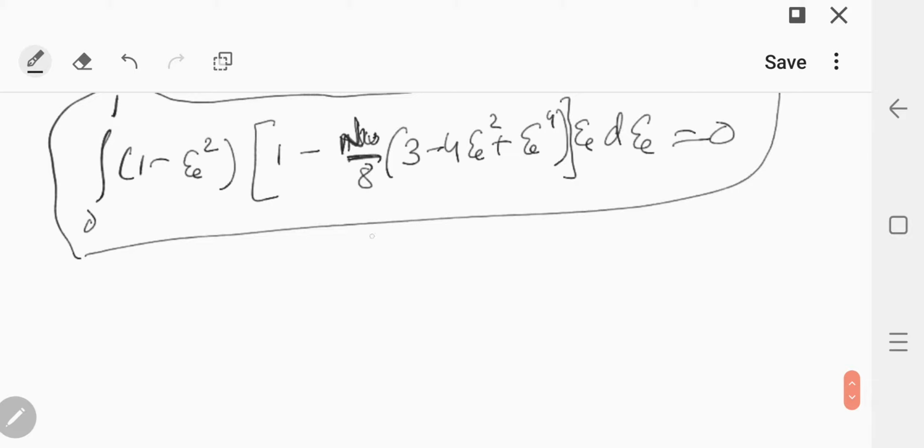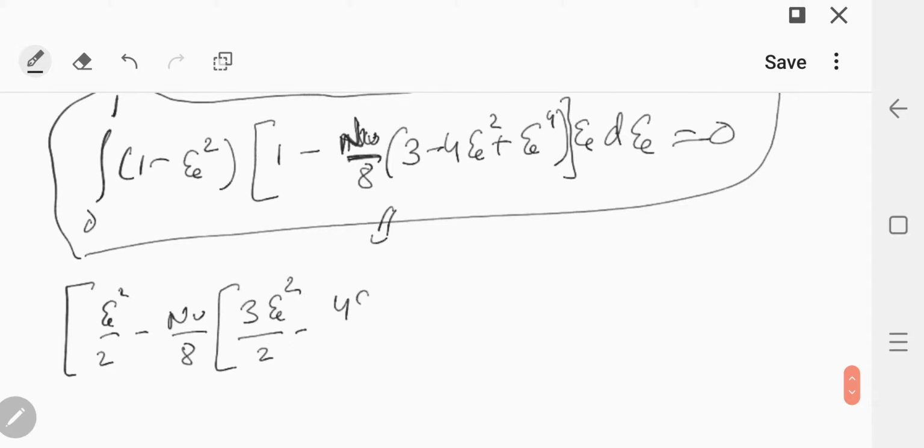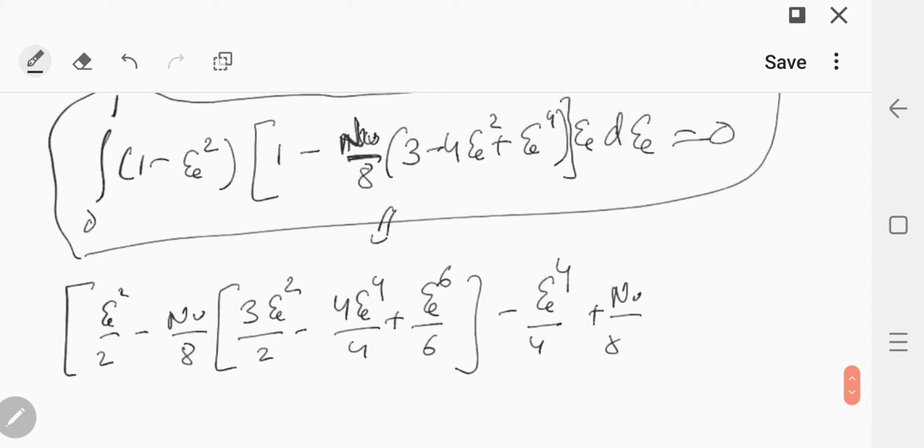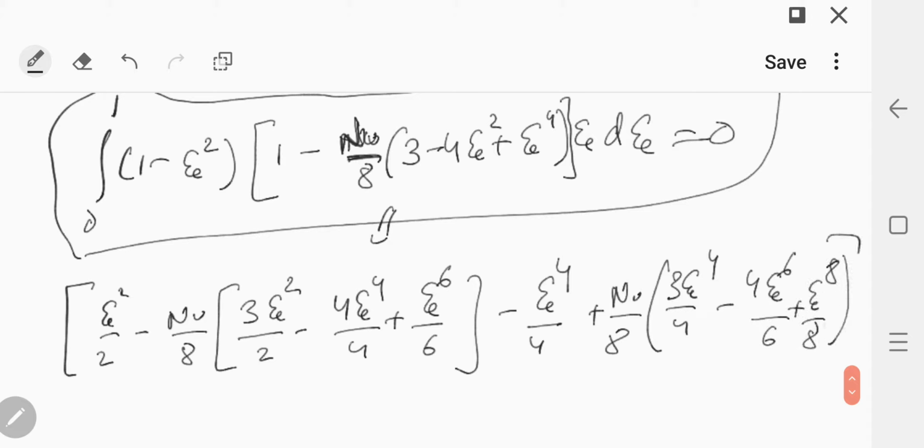After integration, what I'm left with is this expression, that is zeta square by 2 minus Nusselt number by 8 into 3 zeta square by 2 minus 4 zeta 4 by 4 plus zeta 6 by 6 minus zeta 4 by 4 plus Nusselt number by 8 into 3 zeta 4 by 4 minus 4 zeta 6 by 6 plus zeta 8 by 8, putting the limits 0 to 1, equal to 0. So very carefully try to integrate and get this expression.